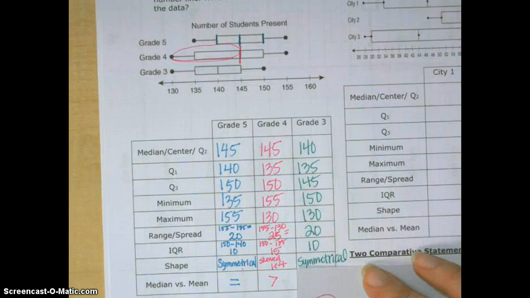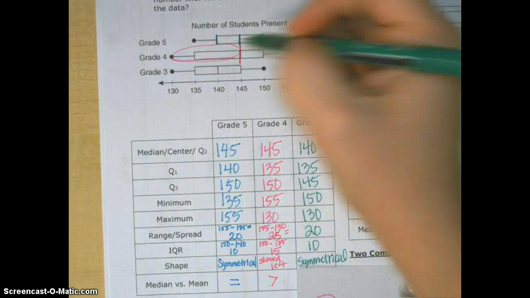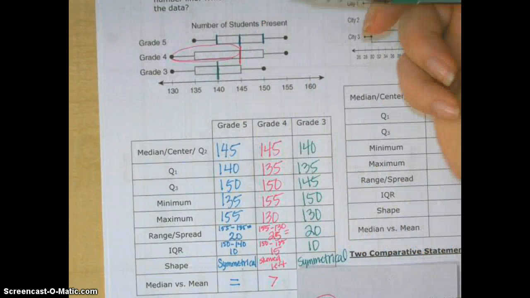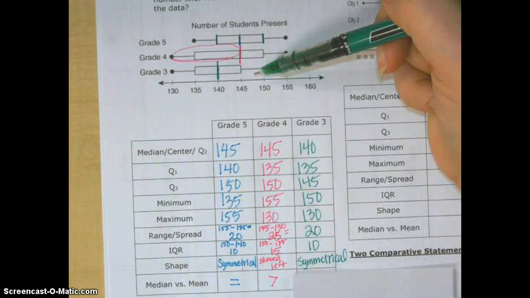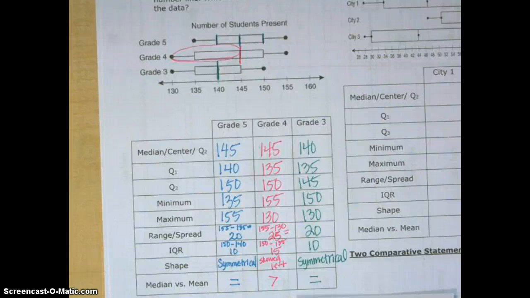The shape is symmetrical. And so when we look at it, this is our median. It looks like both sides are pretty much the same on either side of the median. That's why we say it's symmetrical. And when it's symmetrical, your median and mean are very, very close. So we put our equal right there.